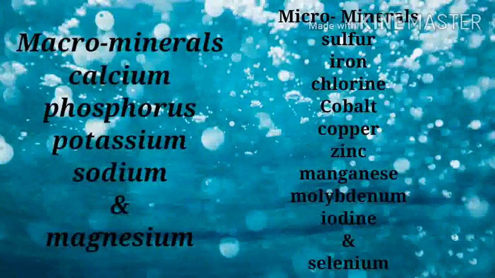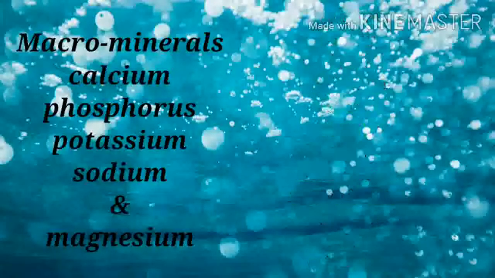Then next one, what is it? Micro minerals. Even the name itself tells us, micro means very trace amount. So it will be required in very little amount. For example, sulfur, iron, chlorine, cobalt, copper, zinc, magnesium, molybdenum, iodine and selenium. These are all micro minerals which are required in very little quantity for our body. Up to this, the class on nutrients required for our body will be over.